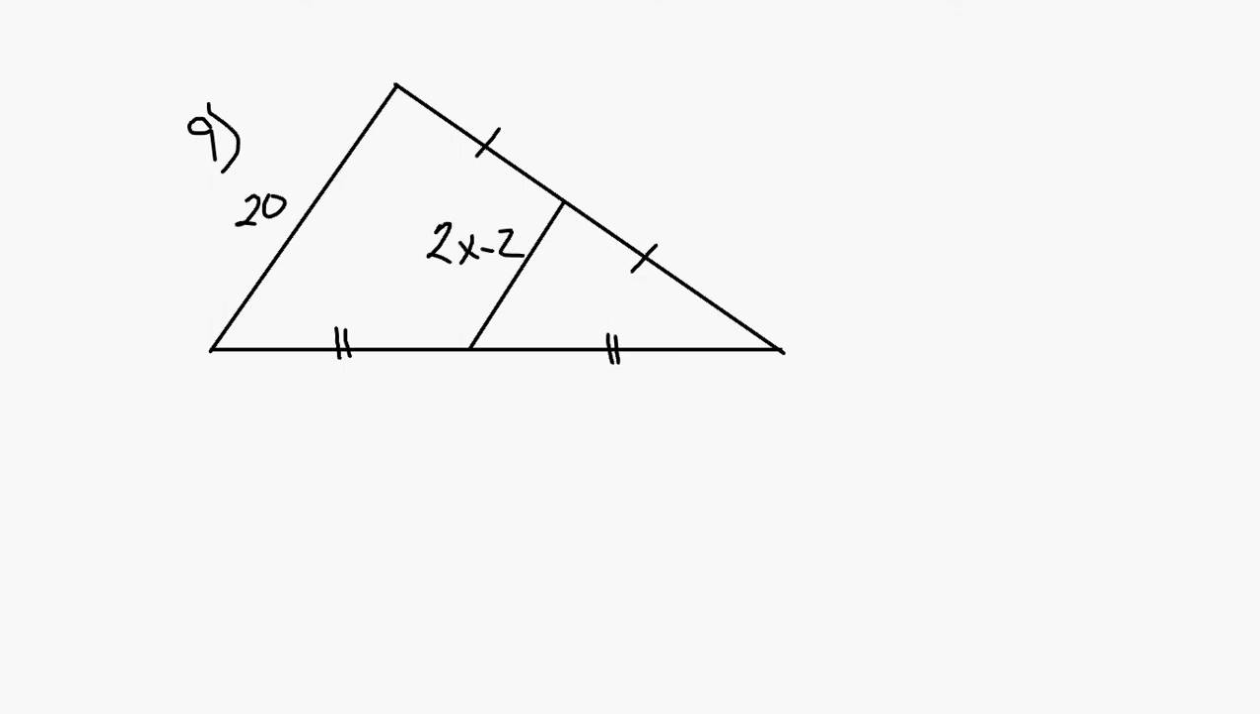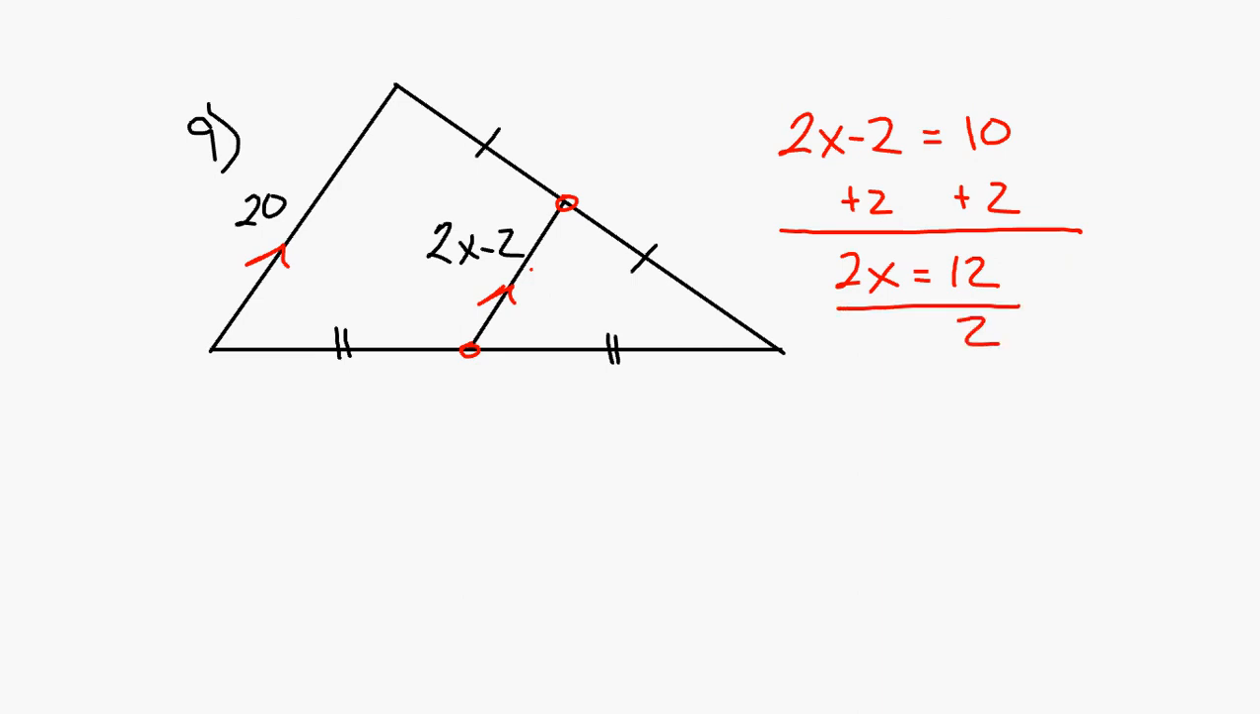And the rule was that the midsegment is parallel to the third side. And what else? Parallel to the third side. And half of its length. So doesn't 2x minus 2 equal 10? So add 2. 2x equals 12 and divide by 2. X equals 6. Good? All right, and number 10.